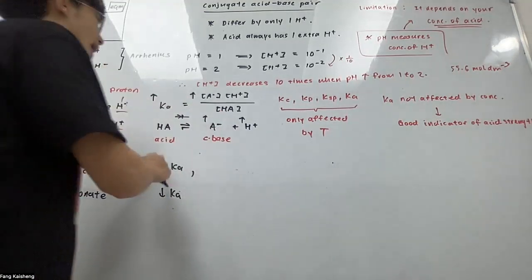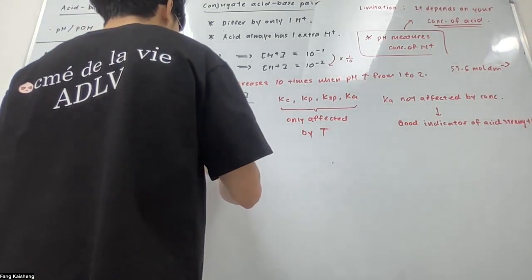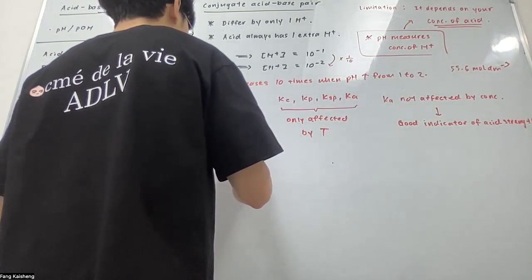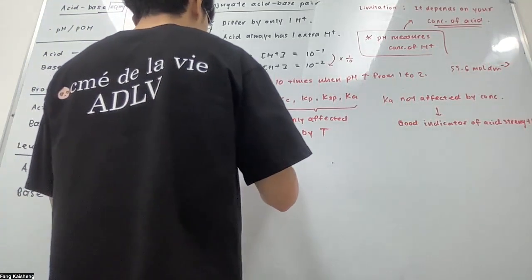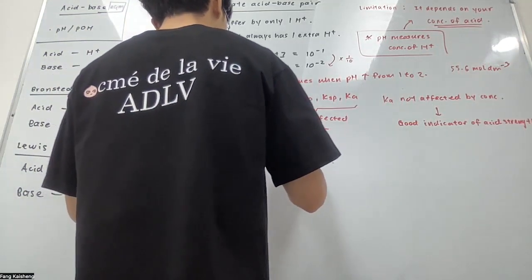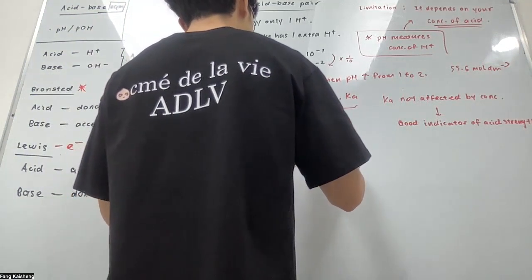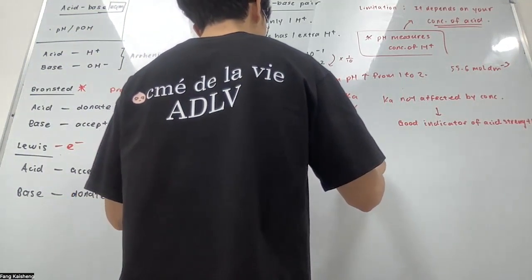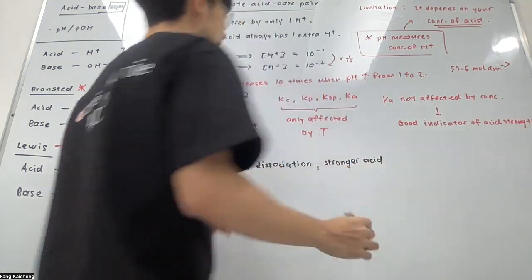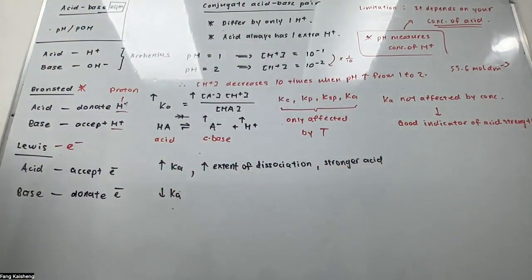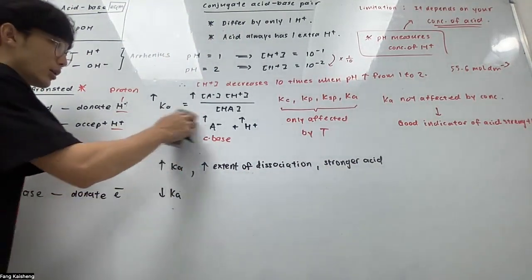In this case, a higher Ka means higher extent of dissociation, as you can see, position of equilibrium lying to the right. So you get a stronger acid. Very intuitive idea. That's why Ka is a very nice indicator. High means stronger, low means weaker. Why does low K mean weaker? Okay, you all can write down later.